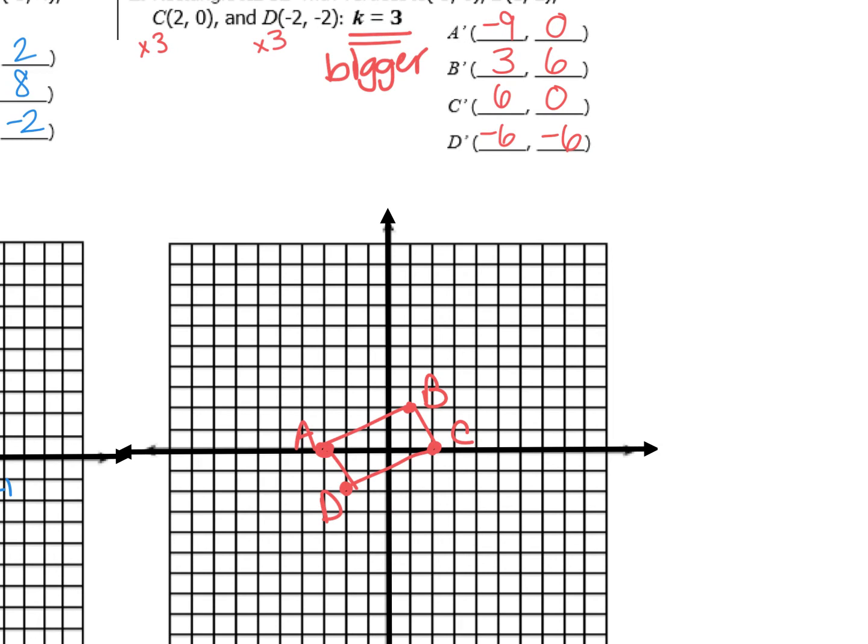So now that I have these points, I can go ahead and graph them. So -9, 0 is here, left 9, up or down 0. 3, 6 is here. So that's B prime. And then C prime is 6, 0. And then D prime is -6, -6.